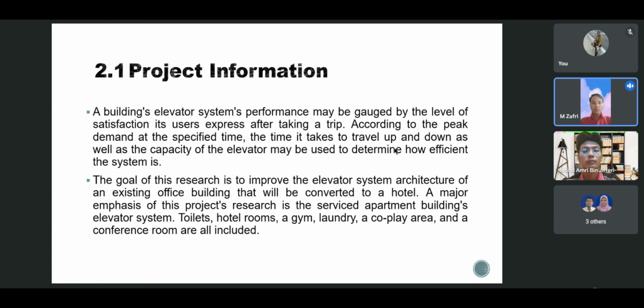The goal of this research is to improve the elevator system architecture of an existing office building that will be converted to a hotel. A major emphasis of this project research is the service apartment building's elevator system. Toilets, hotel rooms, a gym, laundry, a coffee area, and a conference room are all included. Okay, next slide.